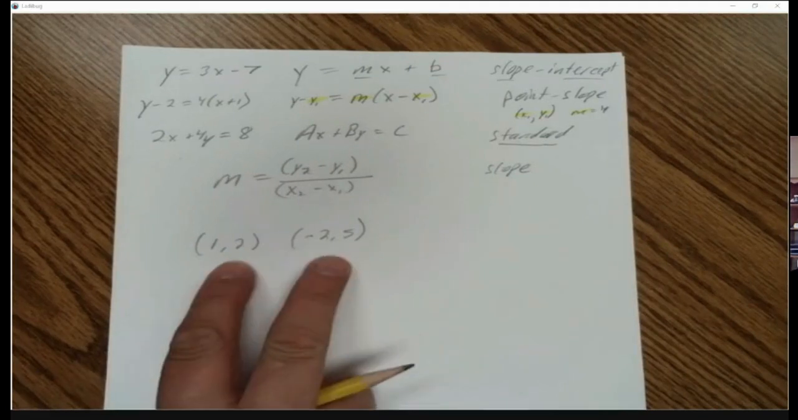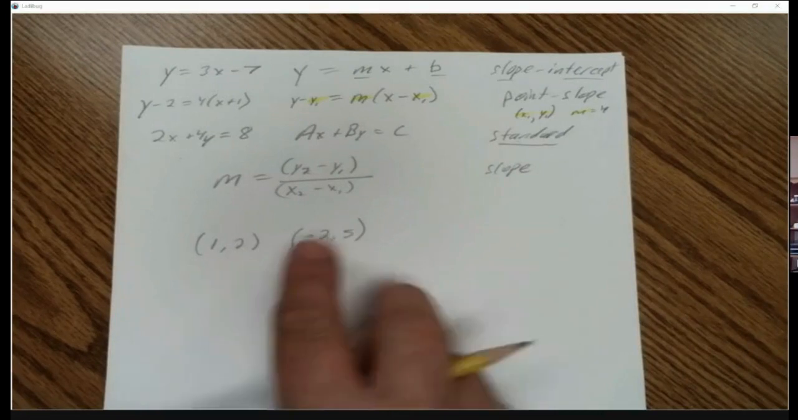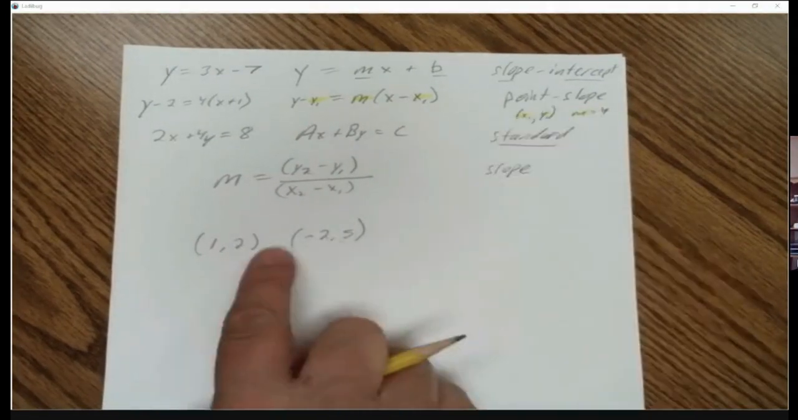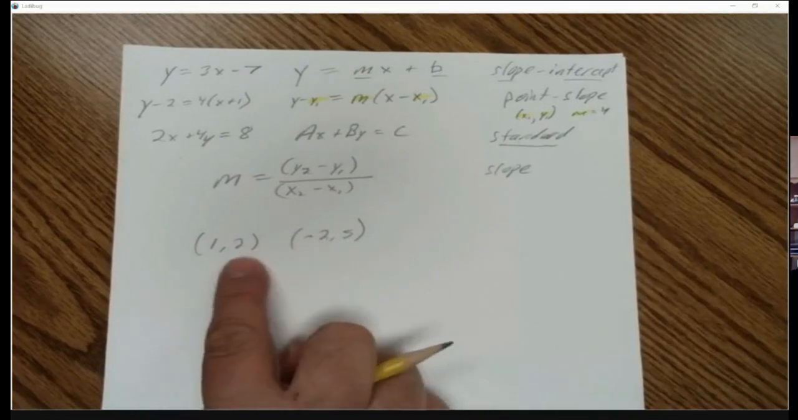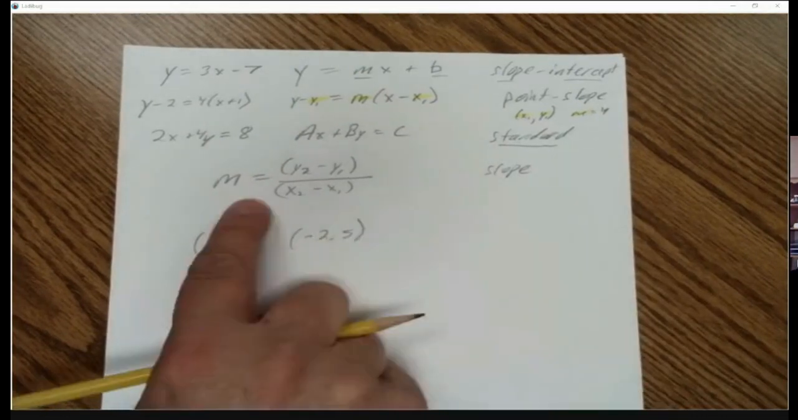Okay, all we have is 2 points, and we want to write the equation of the line that would go through there. Well, the easiest way to do that would be point slope, because we have a point. We actually have 2 points. We can pick either one. We just need to know what the slope is. Well, we have an equation for slope.